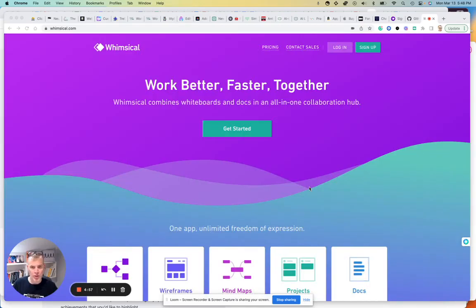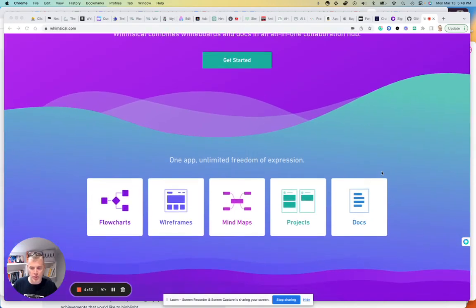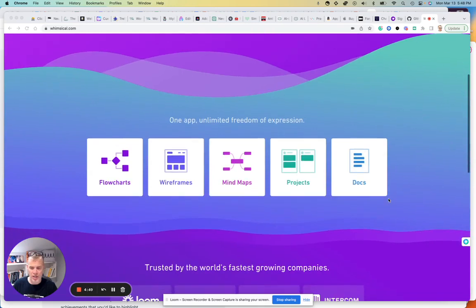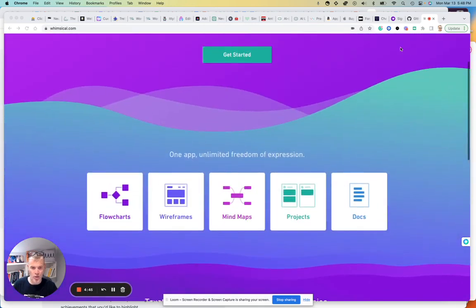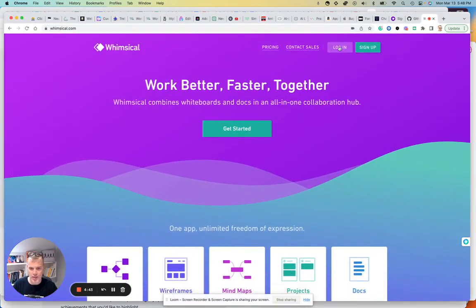Okay, so we have whimsical.com, which is basically a tool to generate flowcharts, wireframes, mind maps, project plans, and different types of documents. And it's embedded with AI. So we are going to try this out.